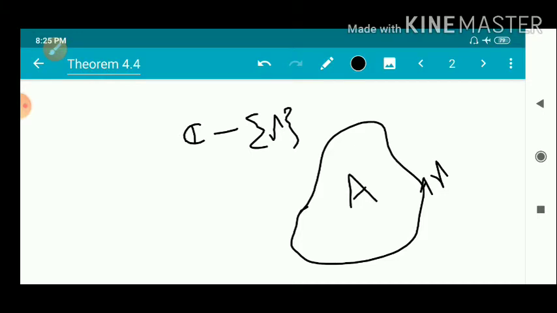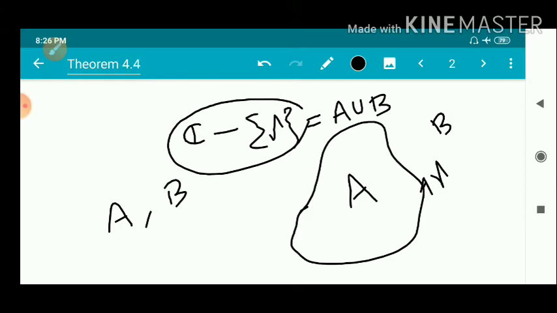Suppose that this is A and this is B, then the complement of gamma can be written as A union B. That is, the complement of gamma can be expressed as the union of disjoint regions A and B. And in this case, A and B are called the components of the complement of gamma, that is the components of C minus gamma. And A and B are also known as the regions determined by gamma.